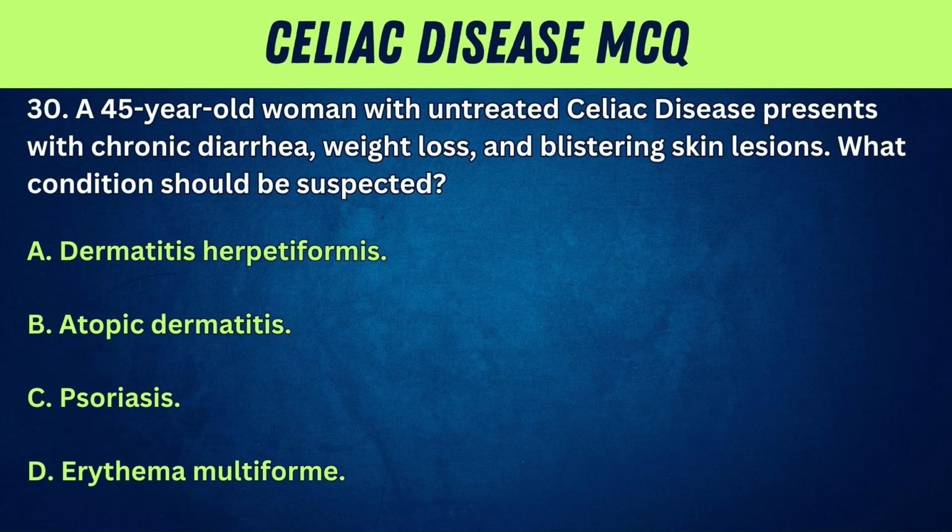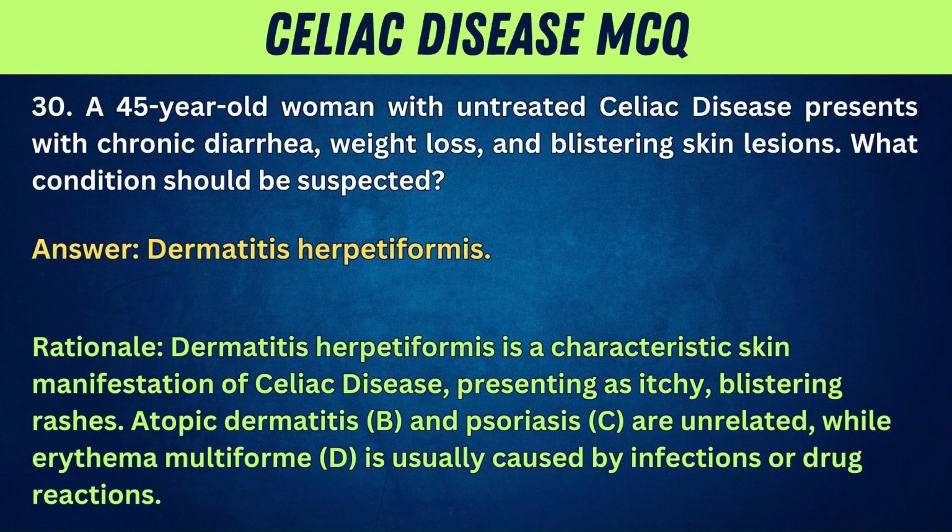30. A 45-year-old woman with untreated celiac disease presents with chronic diarrhea, weight loss, and blistering skin lesions. What condition should be suspected? A. Dermatitis herpetiformis. B. Atopic dermatitis. C. Psoriasis. D. Erythema multiforme. Answer: dermatitis herpetiformis. Rationale: dermatitis herpetiformis is a characteristic skin manifestation of celiac disease, presenting as itchy, blistering rashes.